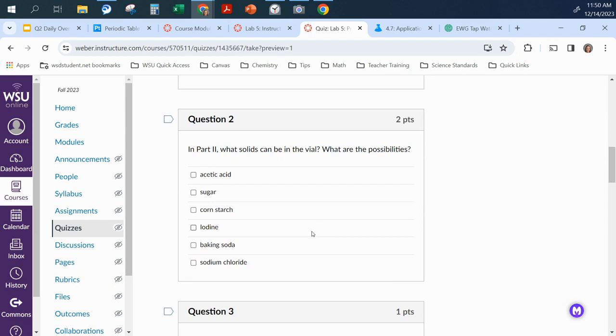Question 2 is asking the same thing, but you're just looking at part 2. What could be in the unknowns? On part 2, they're solids, so they can't be the liquids in the materials section. So watch out for that. Hopefully you can find that.